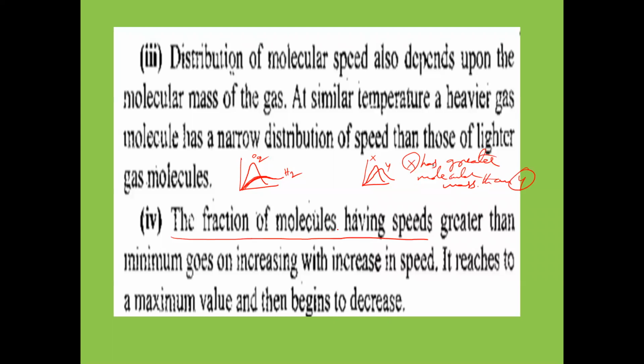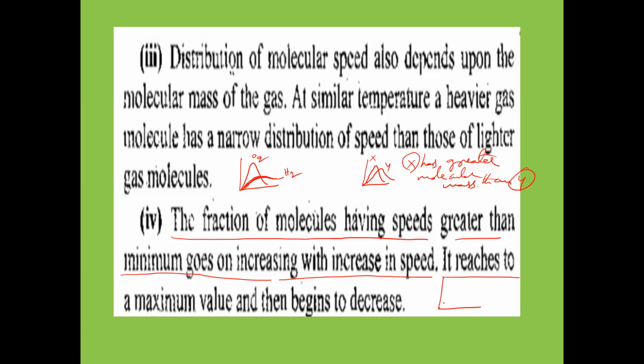The fraction of molecules having speeds greater than minimum goes on increasing with increase in speed here. With increase in speed, what will be happening? The fraction of molecules will be increasing. So it reaches a maximum value and then begins to decrease. So the same curve what we discussed is.